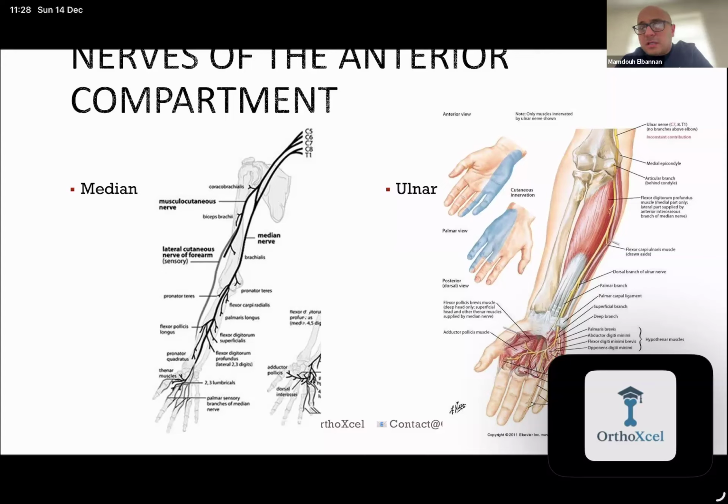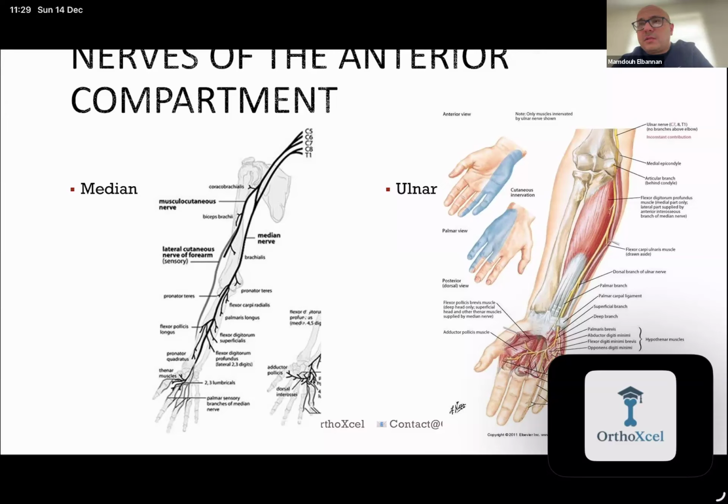What else will they ask you? You have the recurrent motor branch of the median nerve. The significance of this is mainly when they ask you about carpal tunnel release. If they ask what you will look for when you do the carpal tunnel release, you have to say, I will make sure I protect the recurrent motor branch of the median nerve because it supplies the thenar eminence muscles. That's why my approach will be more ulnar. You can easily injure it.